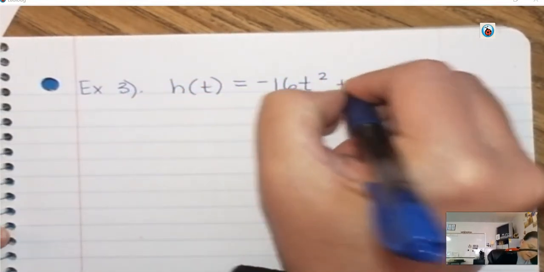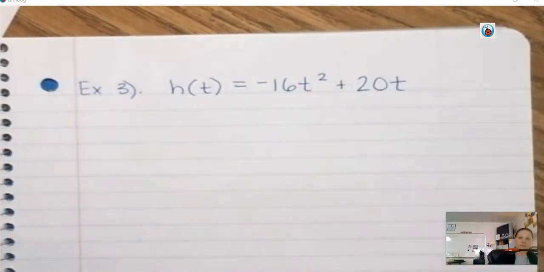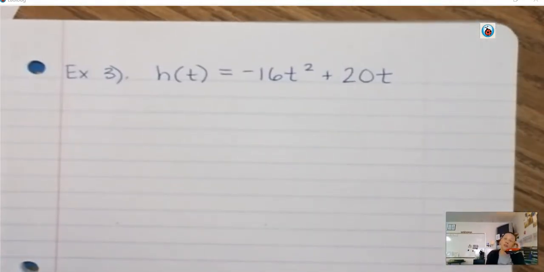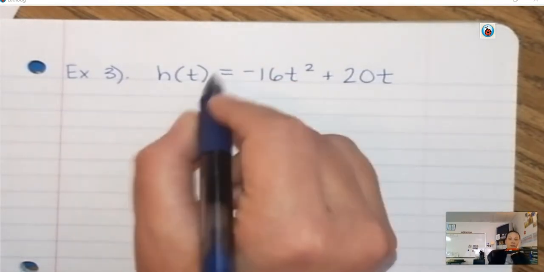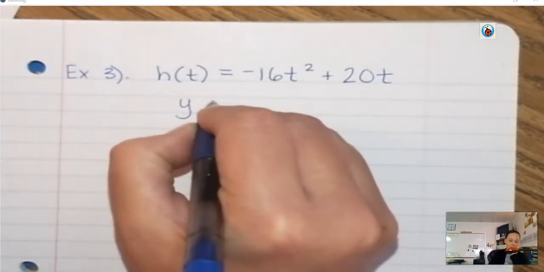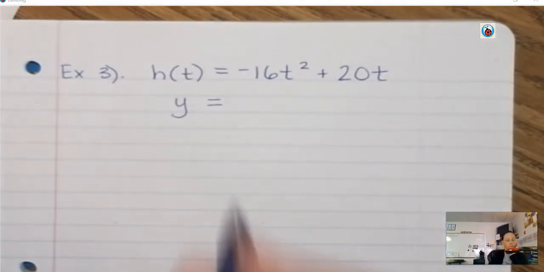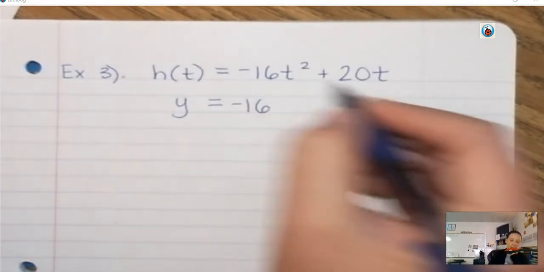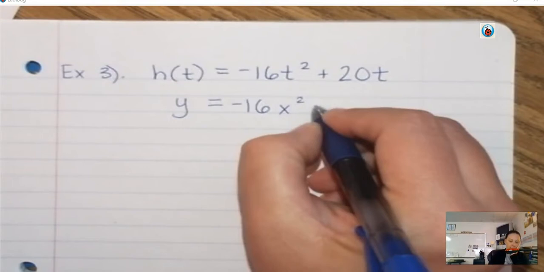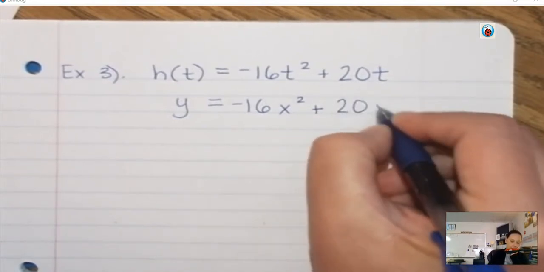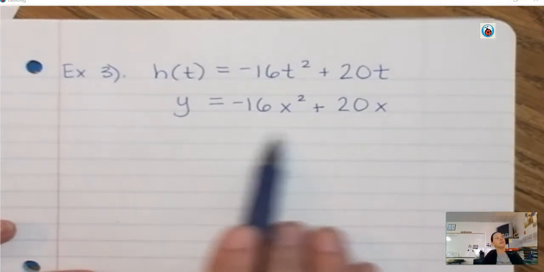So the equation they gave us is h of t equals negative 16 t squared plus 20t. So this is representing the dolphin jumping out of the water. The way we're going to type this into Desmos, h of t, your ending height, that's y. The t, the time in seconds, just make that x. So type this into Desmos.